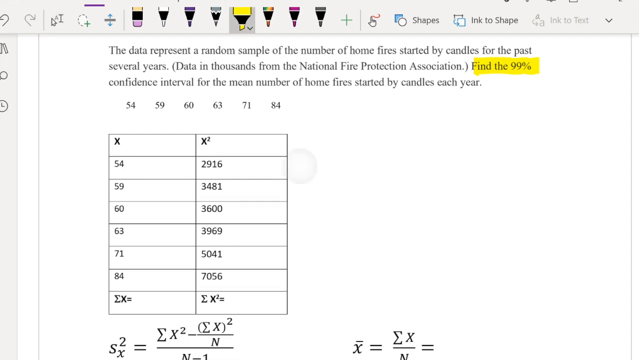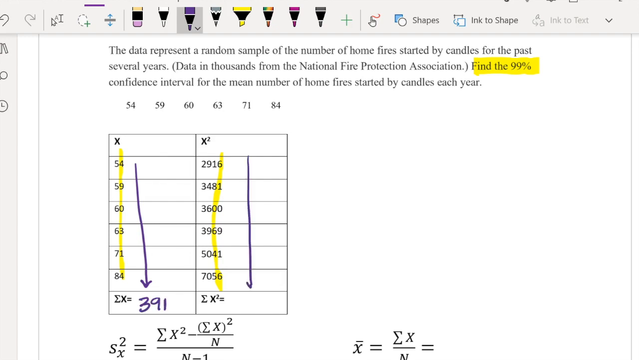So I already gave you the x's and I already squared them for you. Again, I'm going to say this in every video. Whenever you square a negative number, it becomes positive. I don't care what your calculator says. It should be positive. Here we don't have that problem because they're all positive, but you may encounter that later. Okay, so I just need to add this column. So 54 plus 59 plus 60 plus 63 plus 71 plus 84, and that gives me 391.